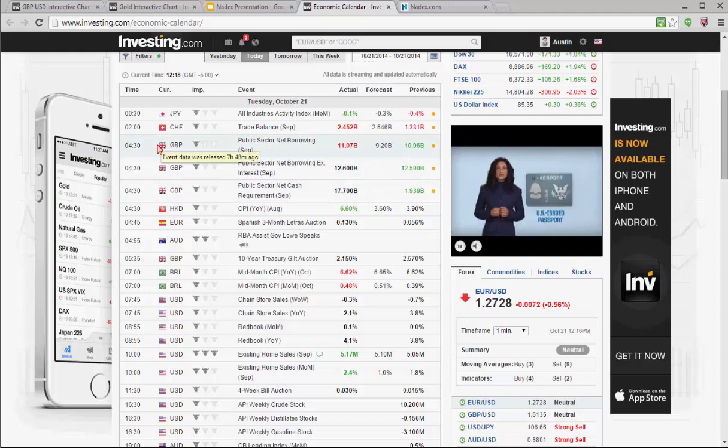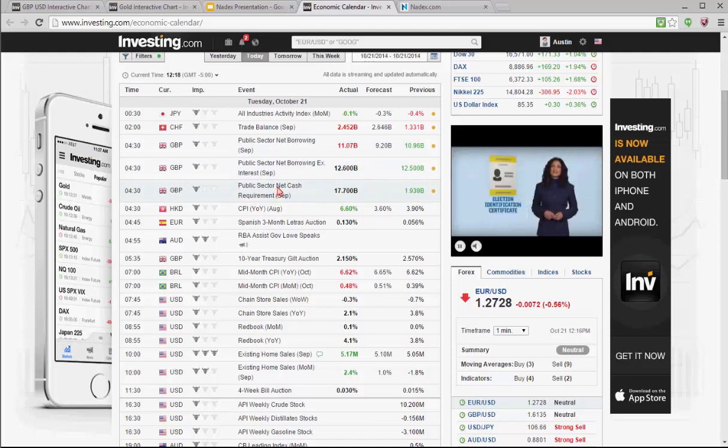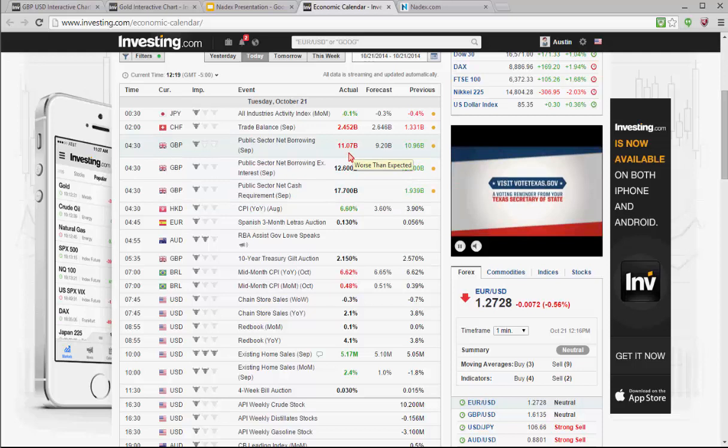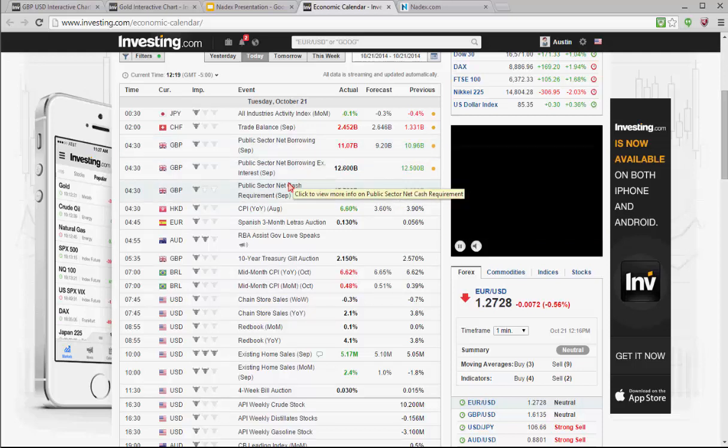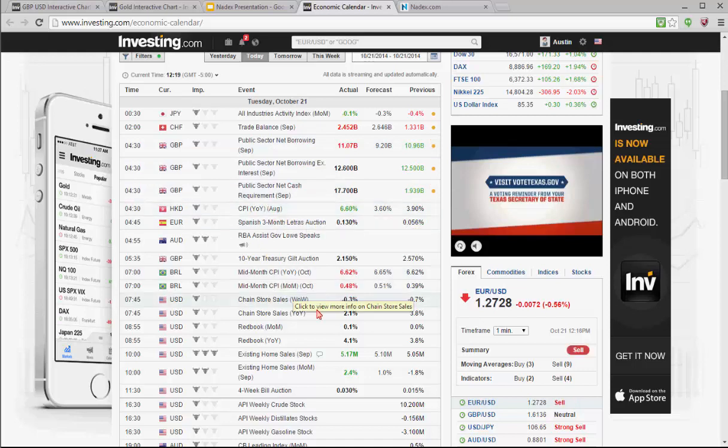So if you know the news is coming, I wouldn't pull the trigger on a trade until I get confirmation on where I think the market may be going. These two were sort of in line, but the net borrowing was down fairly significantly, probably going to have an impact on the market.